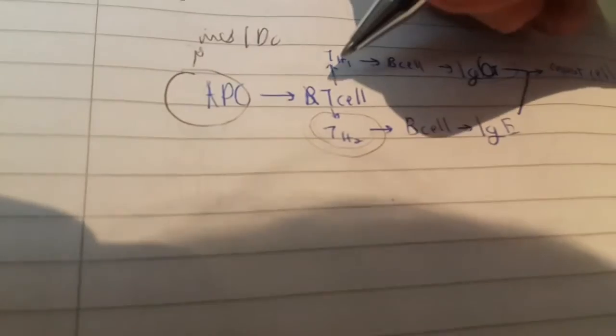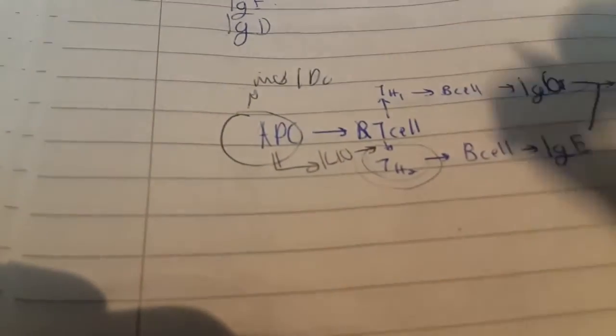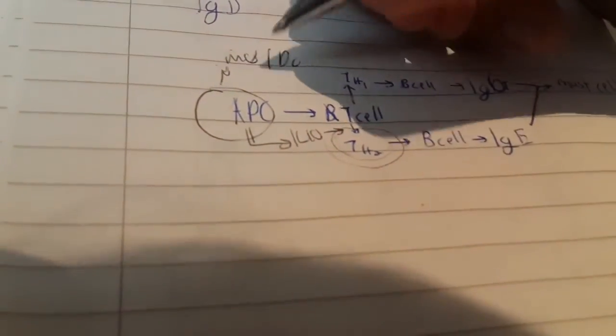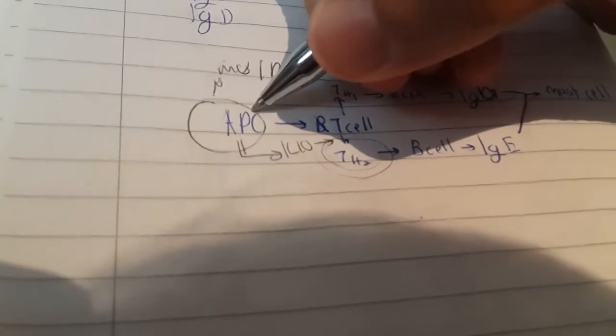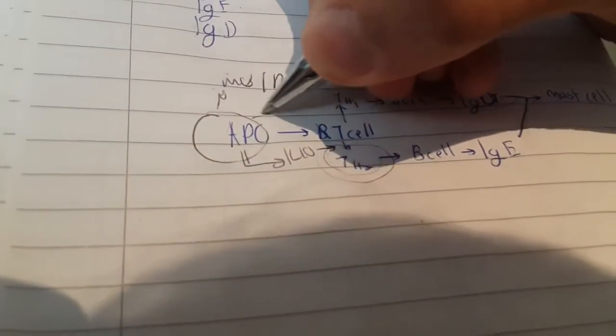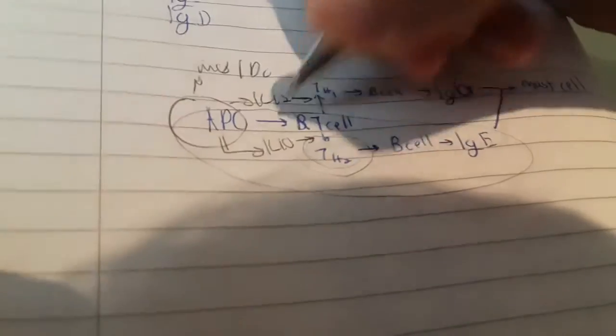And what determines a Th1 or Th2 response? Well, it's going to be what the antigen presenting cells secrete. So if the antigen presenting cells secrete interleukin 10, you're going to get a Th2 response, which is the case for allergic patients. As for Th1 responses, it's going to be caused by interleukin 12. So we're going to focus on this since we are looking at allergies.